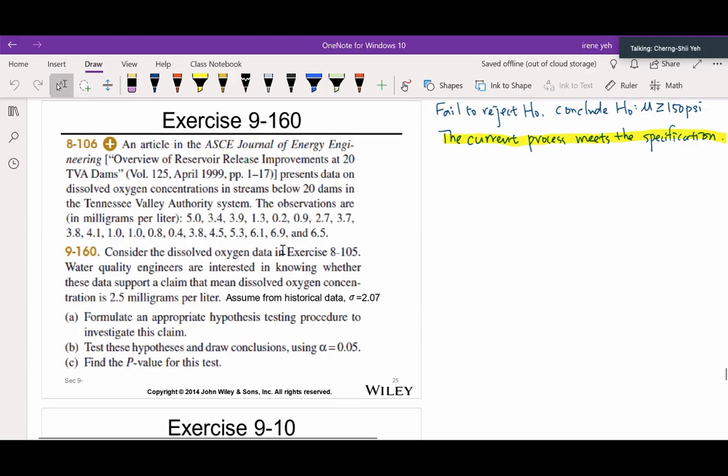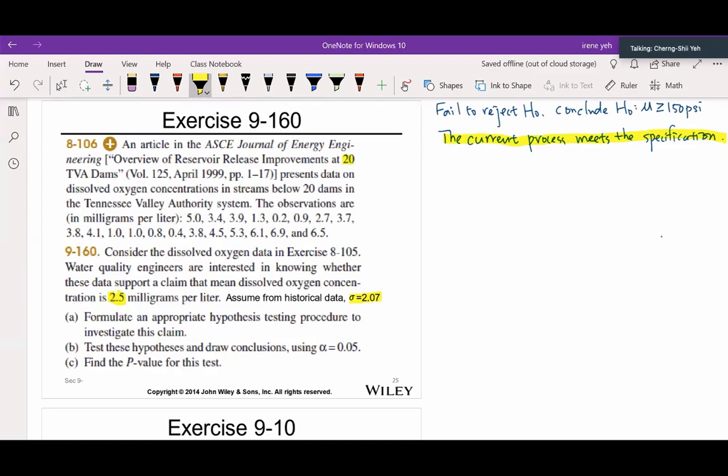In this question, we are collecting oxygen concentration in 20 different dams around the Tennessee area. So these 20 observations are listed over here. Then the water quality engineer is interested to know whether the testing data supports the claim that the dissolved oxygen concentration is exactly 2.5 milligrams. It's exactly 2.5. All right. What else do we know? They've collected 20 samples. Population standard deviation is given.